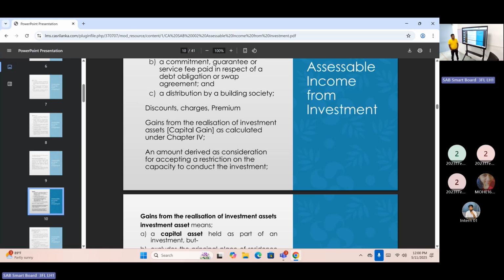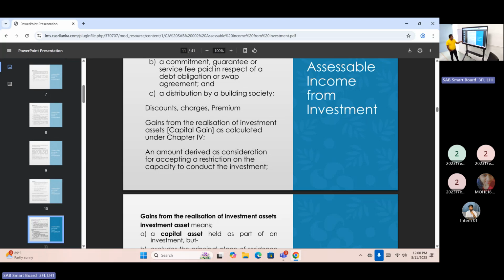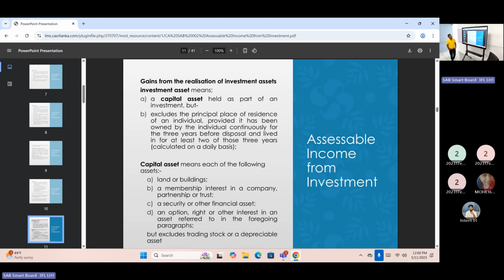Gain from the realization of investment assets we recognize as capital gain. An amount derived as consideration for accepting restriction on capacity to conduct investment is also part of investment income. Right. So, gain from the realization of investment assets. So what is an investment asset?